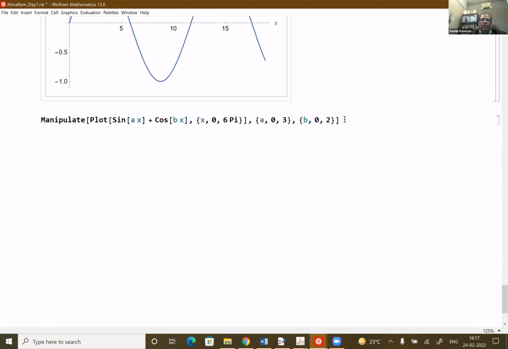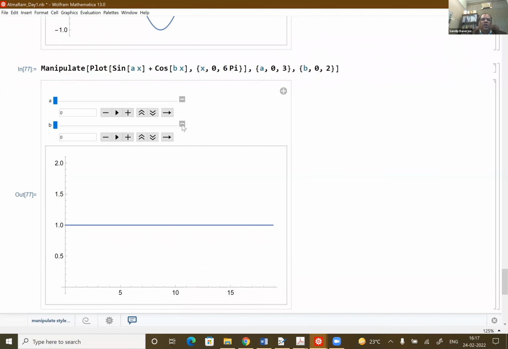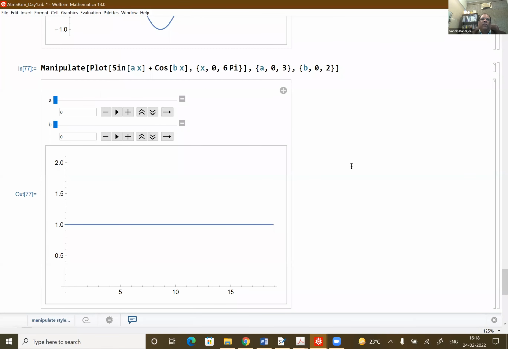And it should work. Yeah. So now you get 2 bars. And as you can see that this has started from 1. Why this has started from 1? Because x is 0. If you put x equal to 0, this value is 0, this value is 1. So it has started with 1.